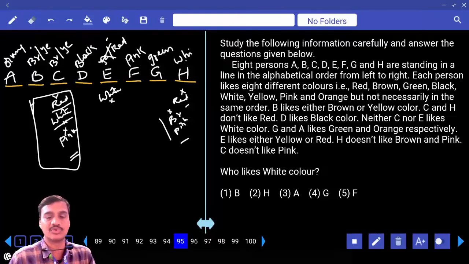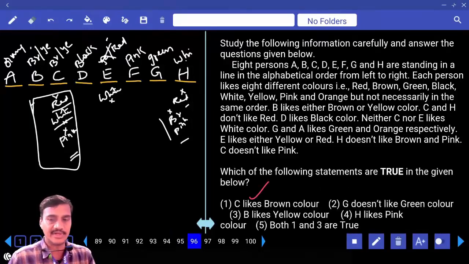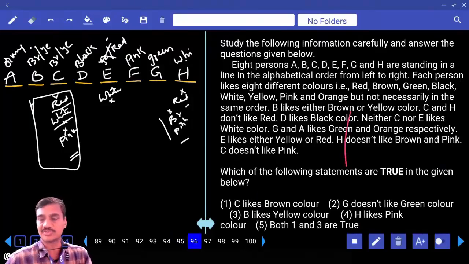Then 95, who likes white color? Now tell me the person who likes white. H likes white, that is choice 2, 95.